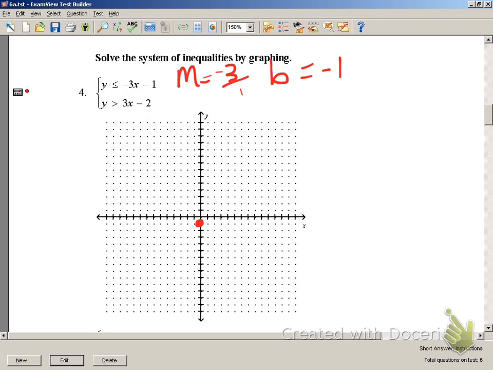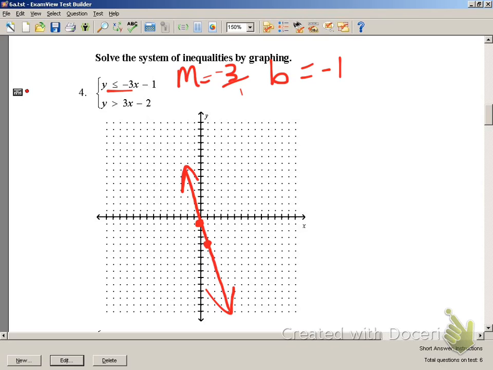Now slope is rise over run, so I'm going to go down 3 and over 1. I only have to have 2 points to draw a line. So I'm going to plot that. So there's the equation of that line. Now, it's an inequality, and that's the reason why I made it a solid line, because it's got that equal to portion underneath it. I've got to shade a region.